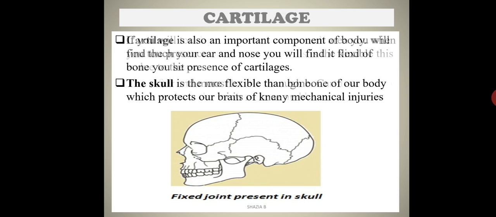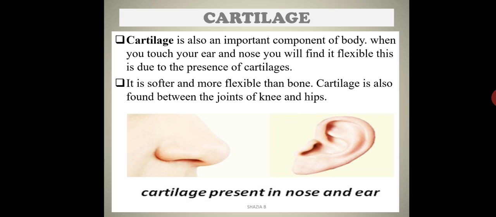Now we will move on to yet another important topic, which is cartilage. Cartilage is also an important component of our body. We can feel that in our ear and in our nose, there is something hard present, but it is not as hard as the bones present in other parts of the body. These can be easily bent. That is an example of cartilage.